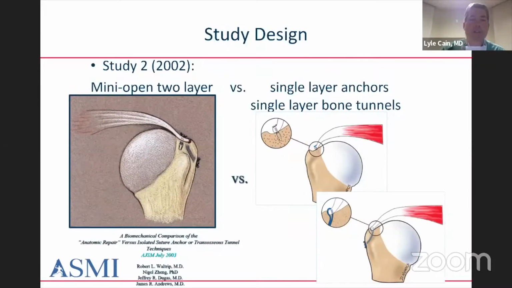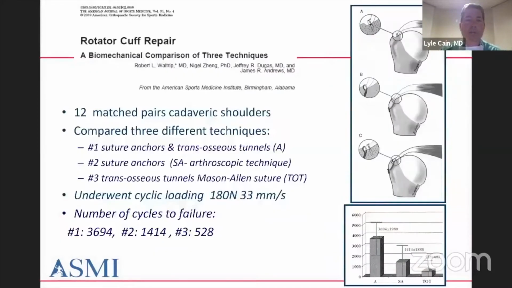The second study was mini open double layer again against either a single layer of anchors, which was the standard arthroscopic technique of the day, or a single layer of bone tunnels, which many people did open back in the early 2000s, late 1999. And these were both standard techniques that we could do. We had a way to do bone tunnels arthroscopically, a device called a Curve Tech, and we had a way to put anchors in, obviously arthroscopically, but we weren't sure how it related to mini open. This paper was published in AJSM back in 2003.